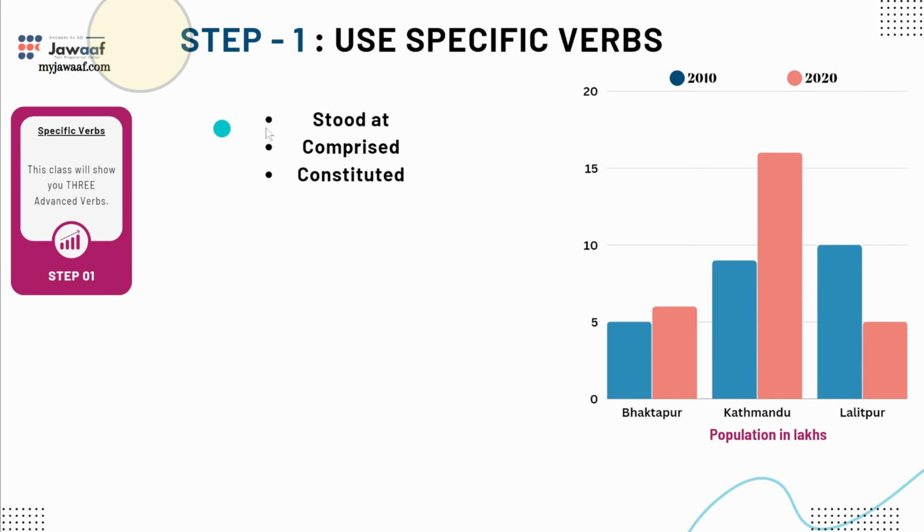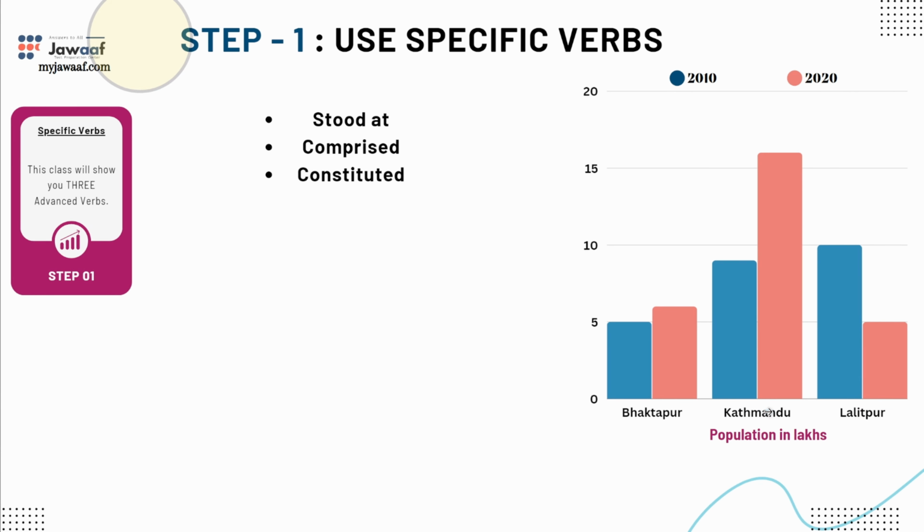Here we have some specific verbs, but before that let's look at this graph. Whenever you see a question, it is of utmost importance that you observe the graph, the map or diagram that is given, and you understand each and every aspect, each and every category of it. Now here we have a blue line and an orange line. Blue stands for 2010 and orange stands for 2020. And this is about Bhaktapur. These lines represent Kathmandu and these lines represent Lalitpur. These are 3 districts of Nepal.